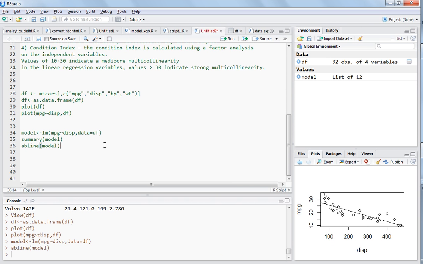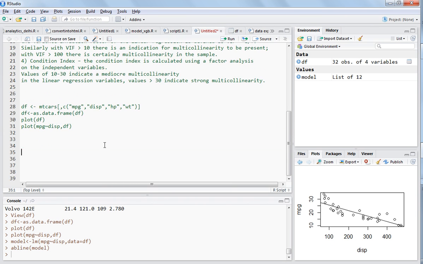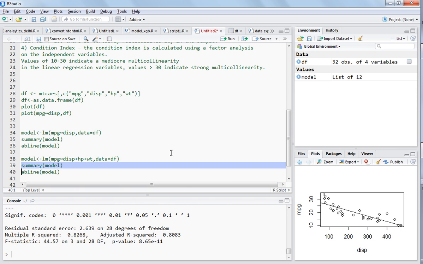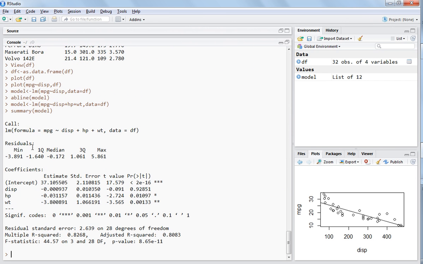Now, instead of fitting MPG on the basis of just displacement, we could have also done it like this. Let's copy and paste again. Instead of just this, we are adding two more variables, HP and weight. We can write this plus HP plus weight, predicting MPG on the basis of these. Now the model is like this. Let's check the summary. The summary of the model shows the call, the same thing which we wrote above.